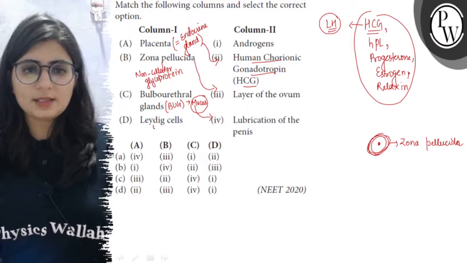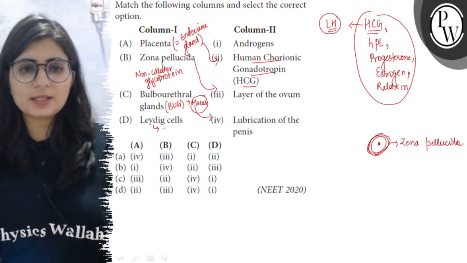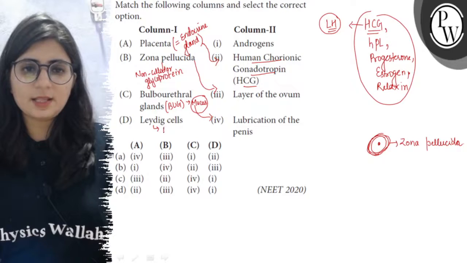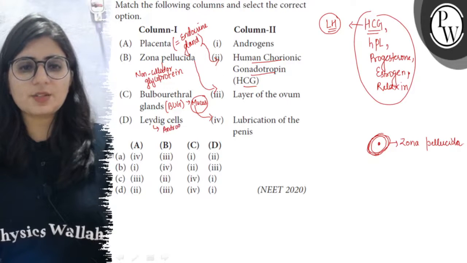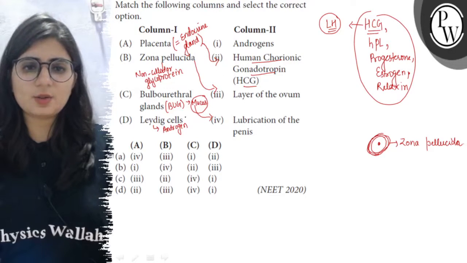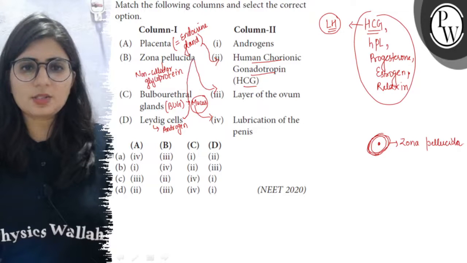Now the Leydig cells are also known as the interstitial cells, and these cells release androgens or the male sex hormones. These are present in the testes of males. So option D goes with 1.